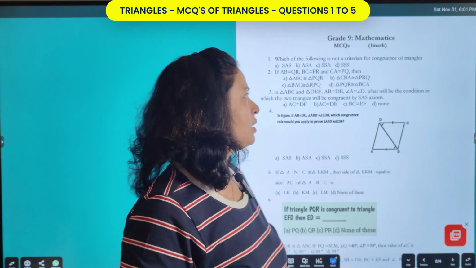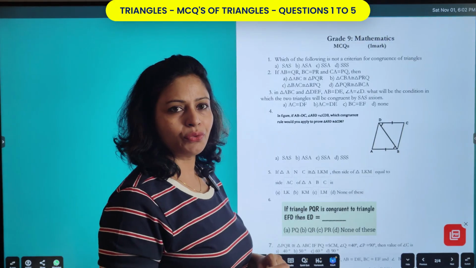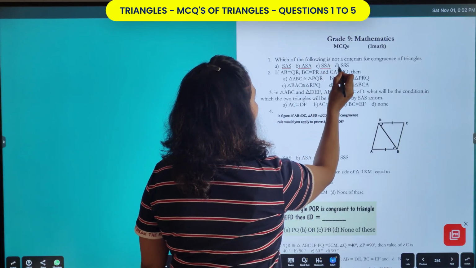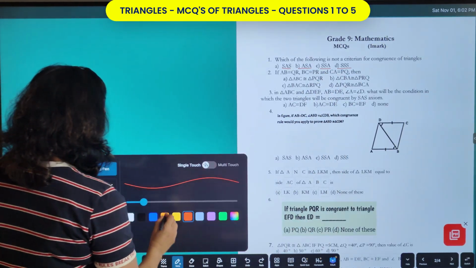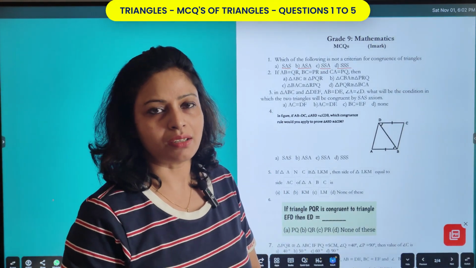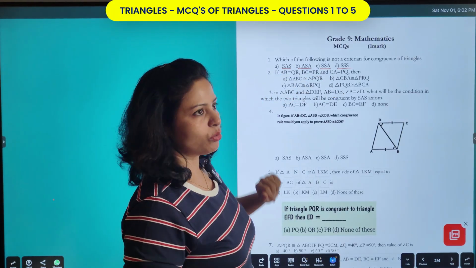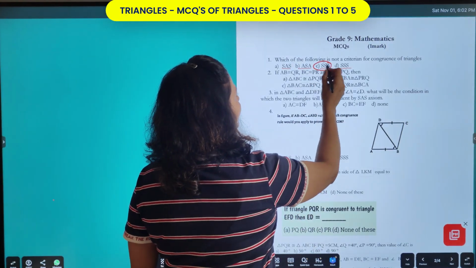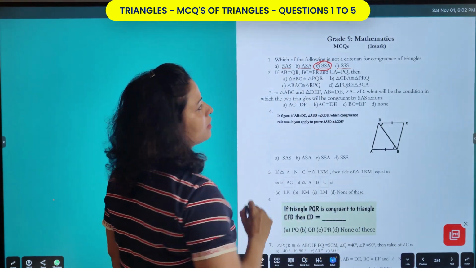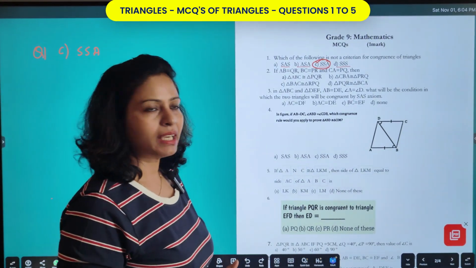So we'll see the first question now. The first question says, which of the following is not a criterion for congruence of triangles? Here they have given you SAS, ASA, SSA and SSS. Which is not a criterion? We have studied 5 congruency criteria. In that we studied SAS, ASA, and SSS also. So SSA is the one which is not a congruence criterion, okay? So option C is the answer. It is not a criterion for congruence of triangles. All right. So we'll see the second question now.